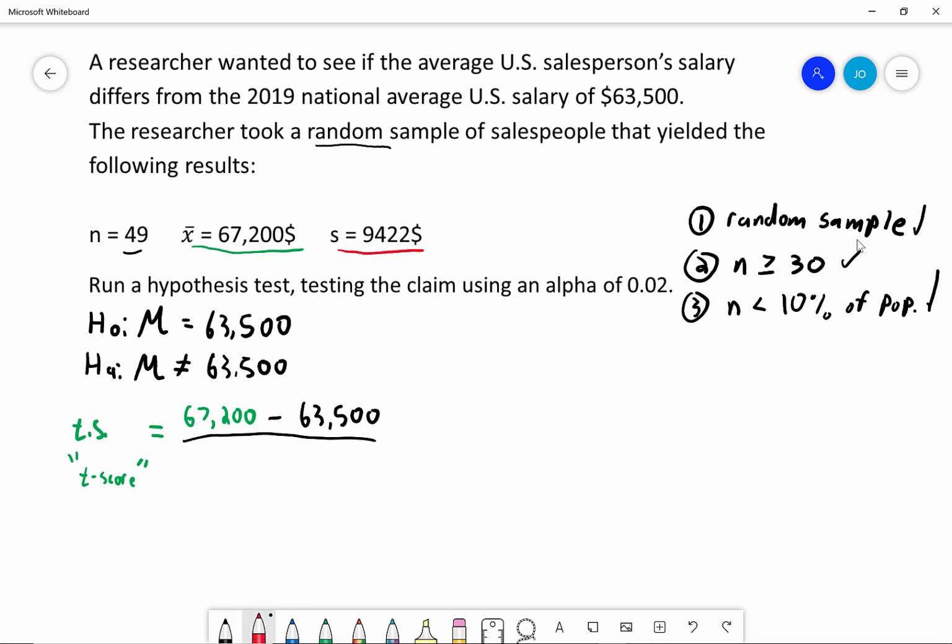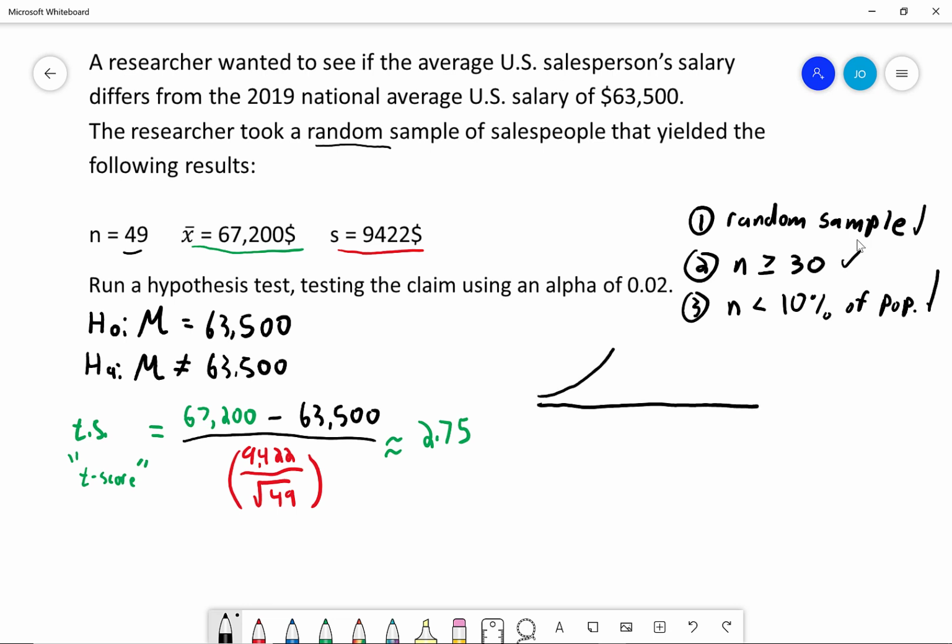Right? Our standard deviation in this problem is $94,222. And we'll divide that by the square root of our sample size. And if we were to do this out, we would get approximately 2.75. So I'm going to go over here, and I'm going to draw these distributions out.